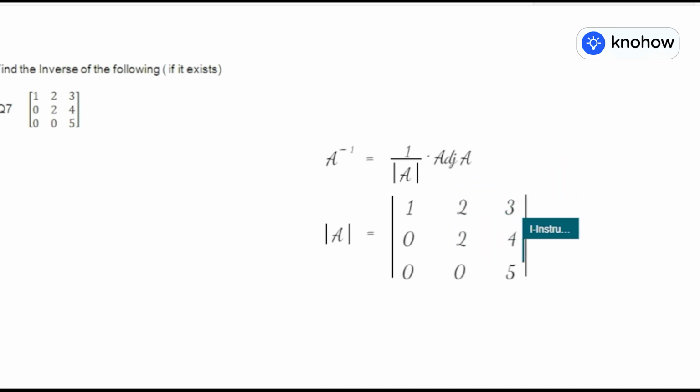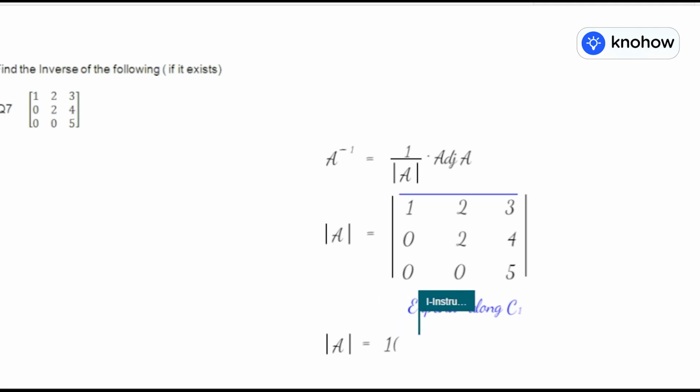We can expand it with respect to any one row or column. It is convenient to expand along C1. Why? Because it already has 2 zeros. So the value of determinant A will be 1 times, delete the row and column through 1, you get 2 into 5, 10 minus 0, and the other 2 elements are already 0, minus 0, plus 0. So what is the value of determinant A? Easily we got the value of determinant A as 10.